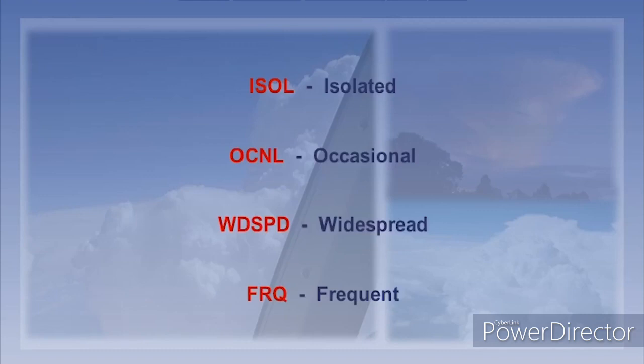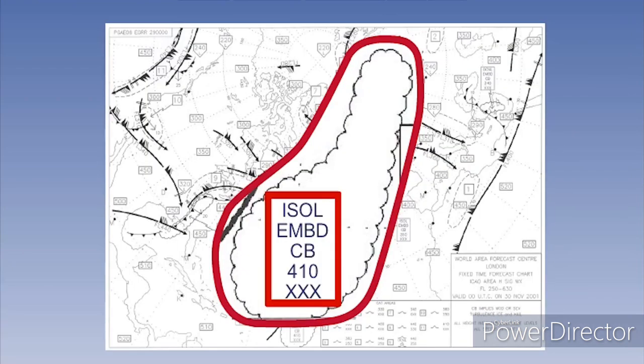Indication is given in the CB boxes of the flight levels between which the CBs can be expected. If any of these flight levels are outside the height range of the chart, then XXX is used. For example, if ISOL embedded CB 410 XXX was displayed on a high-level chart, it would indicate that isolated embedded CBs can be expected. The top of the cloud is at flight level 410 and the base is below the chart level of flight level 250.